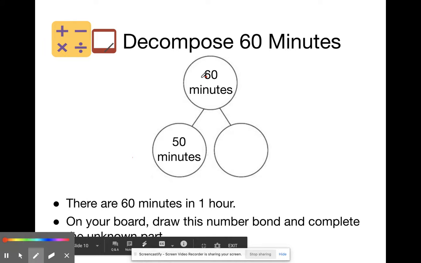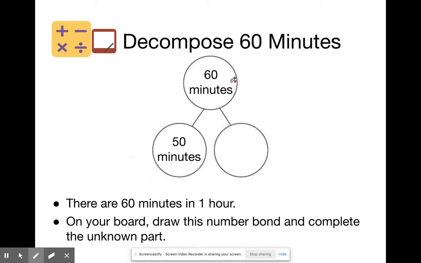Now, this is really just like a subtraction problem. I have a total of 60 minutes and I need to find out one unknown. Well, I have to take 60 and subtract 50 to see how much time is going to go in that other number bond. And when I do that, 60 minus 50, I am going to get, say it if you know, 10. So 60 minutes can be broken up into 10 minutes and 50 minutes.